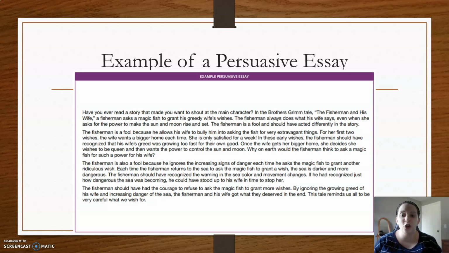The fisherman should have had the courage to refuse to ask the magic fish to grant more wishes. By ignoring the growing greed of his wife and increasing danger of the sea, the fisherman and his wife got what they deserved in the end. This tale reminds us all to be very careful what we wish for. So you notice that my last paragraph is meant to review what my argument was previously. This is an example of a kind of persuasive essay we're going to be looking for in this unit.